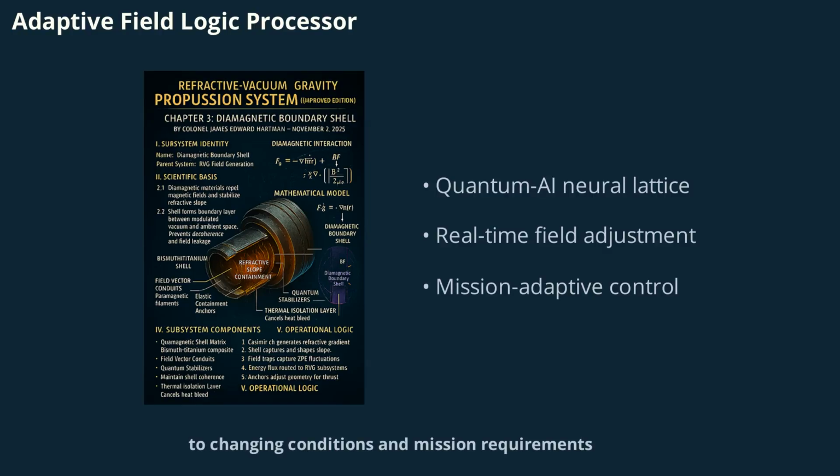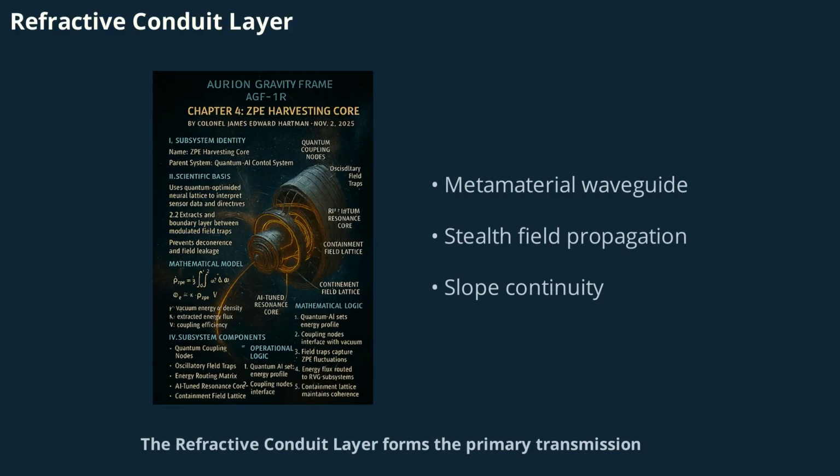Refractive conduit layer forms the primary transmission surface for RVG field propagation across the vehicle's hull. Composed of engineered materials, this layer ensures that the refractive slope remains continuous, preserving field integrity and enabling stealth operation. The conduit mesh routing nodes and coherent stabilizers work together to guide field vectors without loss or decoherence, making this subsystem vital for both performance and survivability.